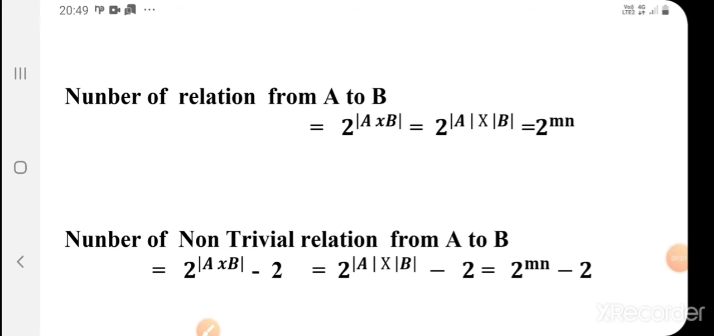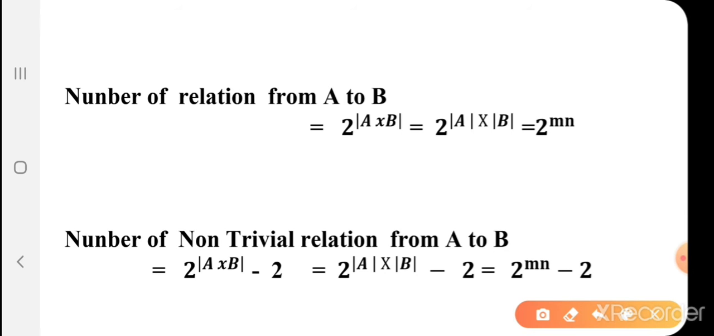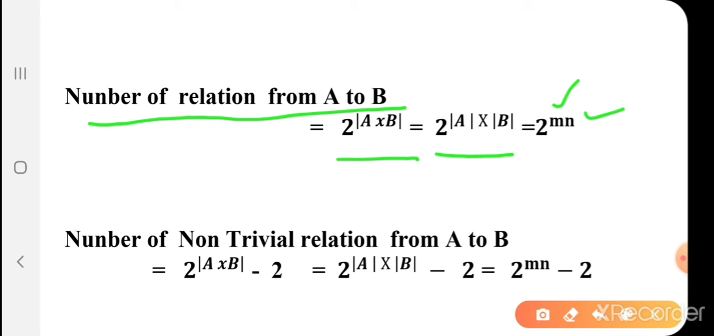Next we discuss the number of relations from set A to set B. Very simple: a relation is a subset of A cross B. So the number of subsets of A cross B is the number of relations. The number of subsets of A cross B is 2 to the power of the modulus of A cross B. So that equals 2 to the power of mod A times mod B. If A has m elements and B has n elements, then 2 to the power mn is the number of relations from set A to set B.